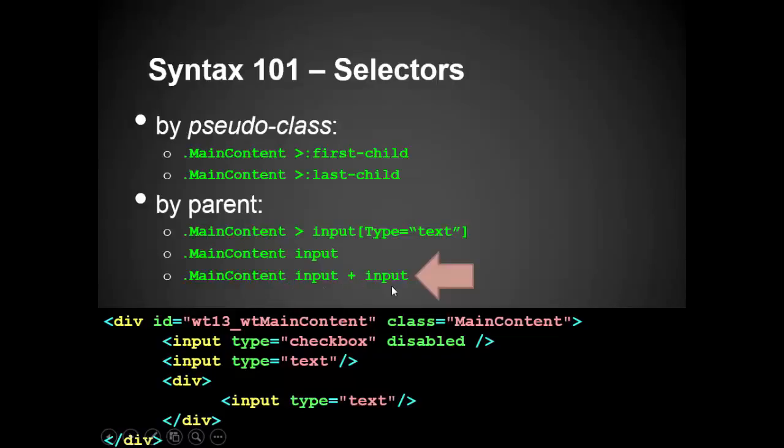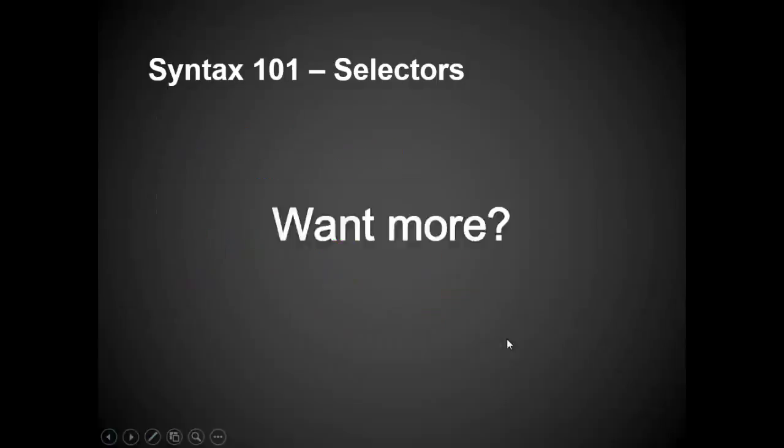So I'm going to select all inputs that are immediately preceded by an input that is inside an element that has the class main content. So in our example, we will be selecting this one, this input. Why? Because first of all, it's an input, then it's preceded by another input, check here, and it's inside an element that has the class main content.